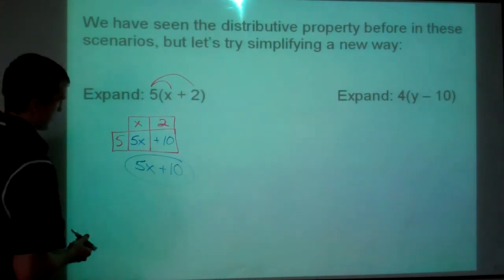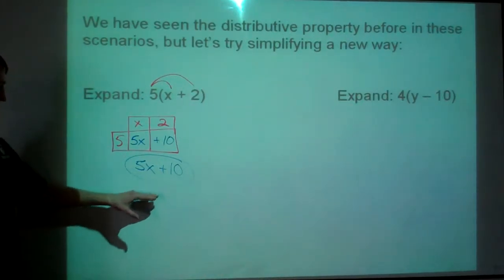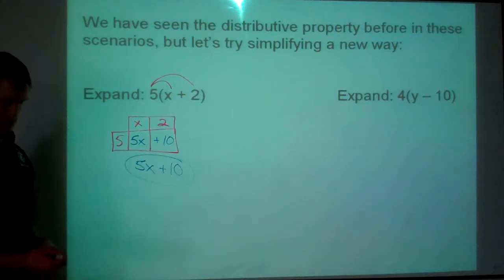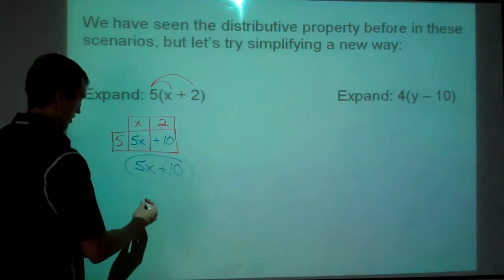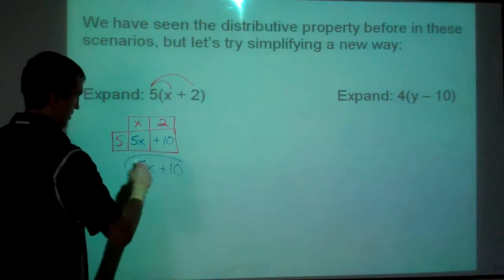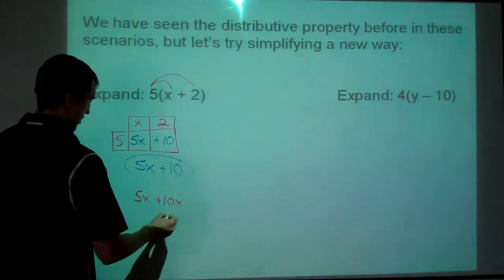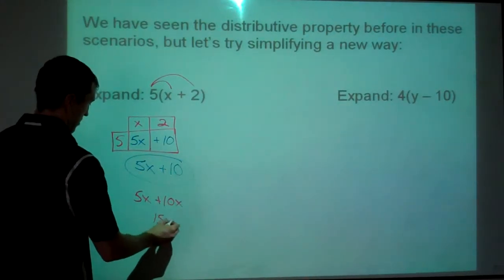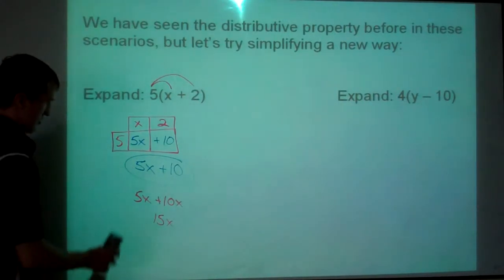Right there. So it sets it up very nicely for us. Some students wanted to say that this was equal to 15x. Now, you can't do that because 10 doesn't have an x with it. So this is all the further you can simplify. If 10 had an x, then we could say 15x. But it does not have an x, so we have to leave it like this. Okay?